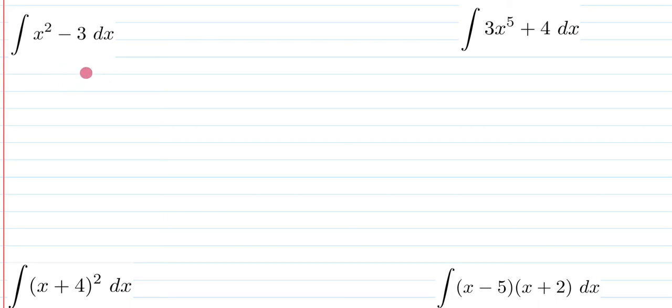So I need to anti-differentiate this. So I'm going to begin here. I can treat them separately. I'm going to end up with x.